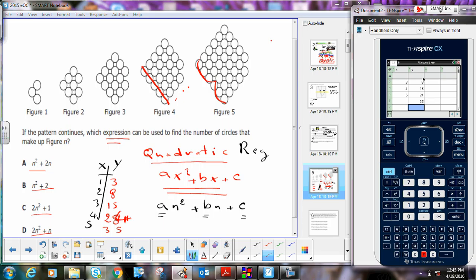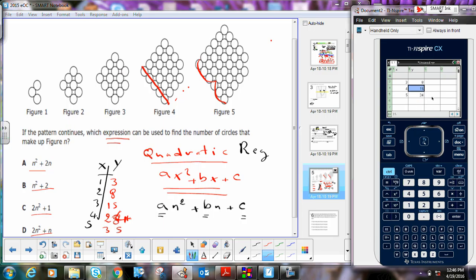Okay, so let's redo it again. I guess I forgot something. Okay, menu, stat calculation, quadratic regression. I'm gonna type X for the X list. I'm gonna type Y for the Y list, then enter. It gives an error, argument dimension. Okay, you know what? I did something not good.